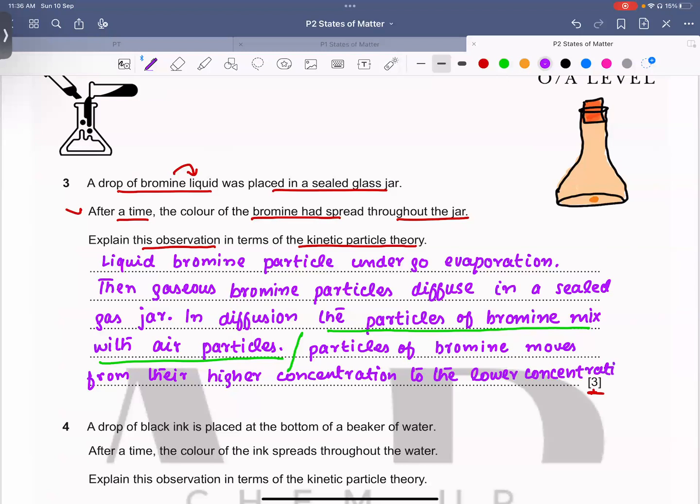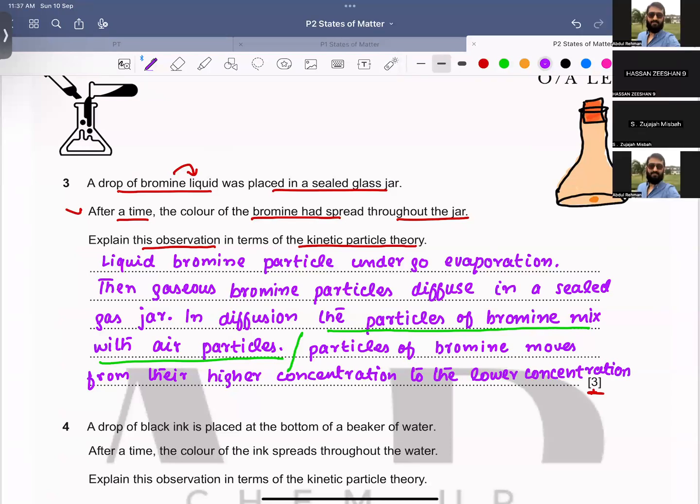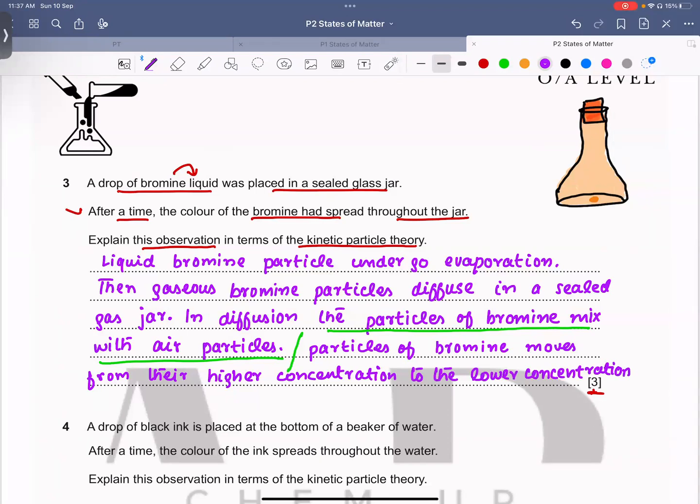Yes, sir. If any one of you has any query, do ask. Yes, is this clear? Yes, yes, yes. Yes, sir.